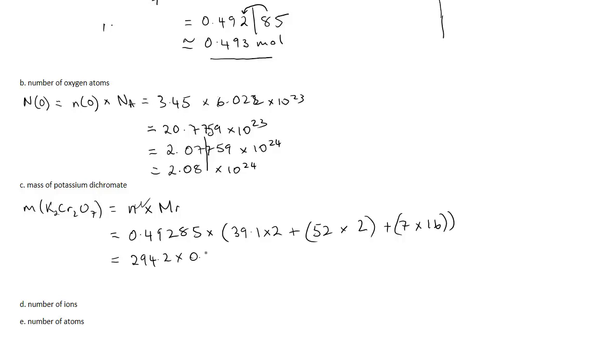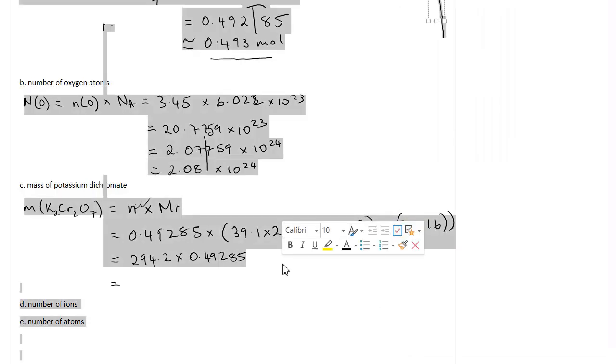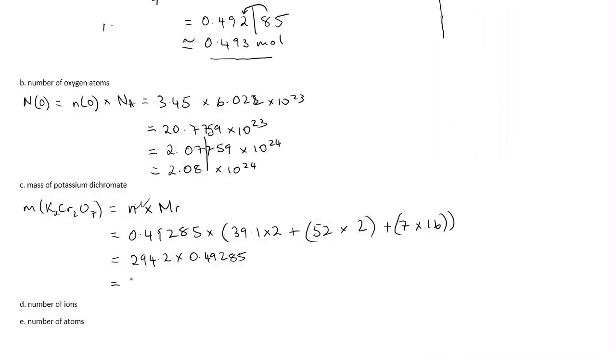And we're timesing that by 0.49285. And when we do that, we end up with 144.99. Okay, again, 3 significant figures means that that answer is just going to be 145. Okay, so that's our mass of potassium dichromate.